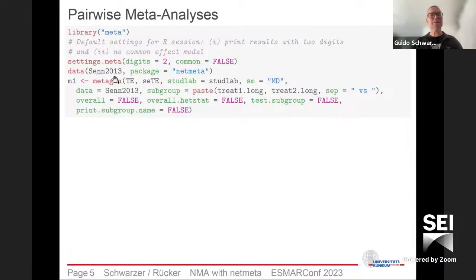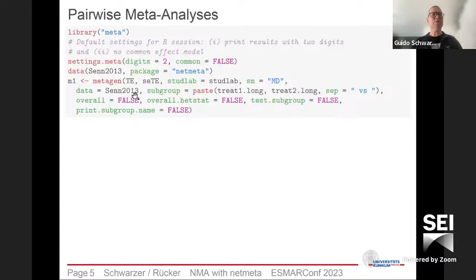Here I load the data set, which is part of netmeta. And then I'm using metagen, which is the function for generic inverse variance meta-analysis, pairwise meta-analysis. The essential arguments are the treatment estimates and their standard errors. Then we say here that the summary measure is a mean difference. Study labels are here optional, but in forest plots, etc., we would like to see the names of the studies. And here is the data set.